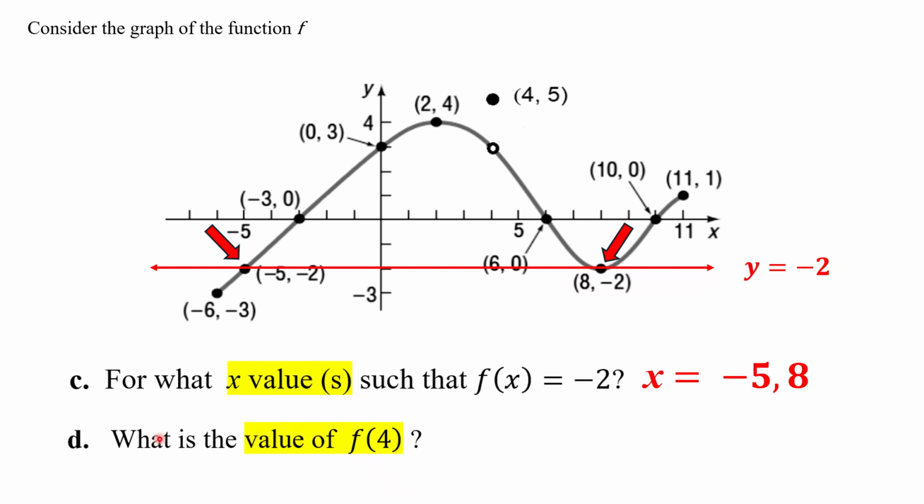In finding for the value of f of 4, when x is equal to 4, you will locate the value of y. So in the graph, when x is equal to 4, since this point is open, y is not equal to 3. But this point is included in the graph of the function. So when x is 4, y is equal to 5. So f of 4 is equal to 5.